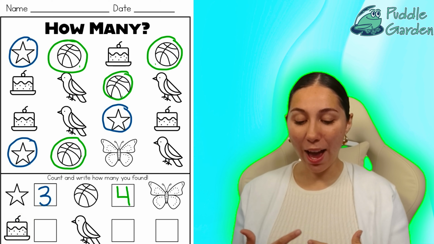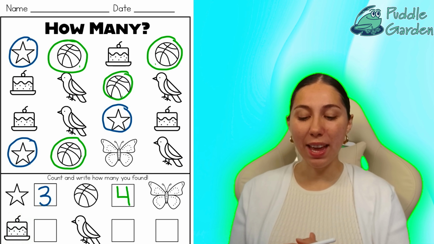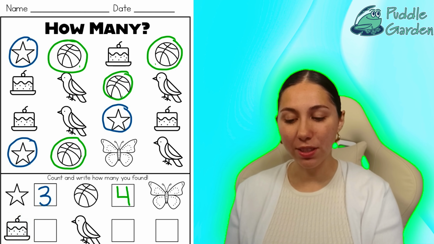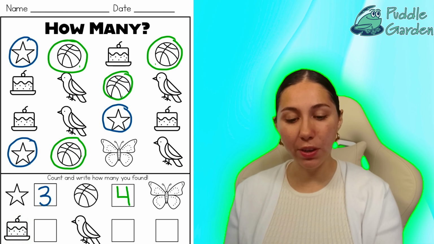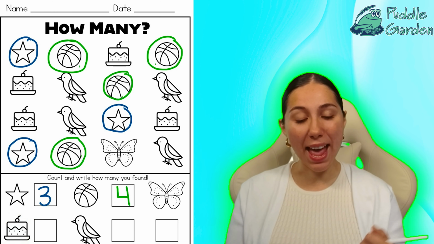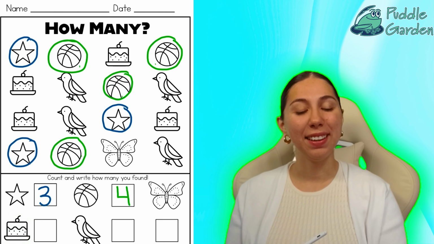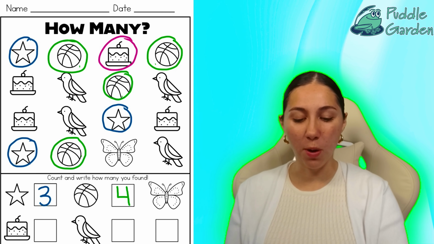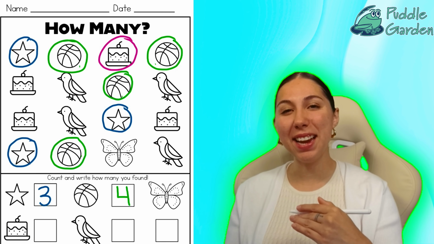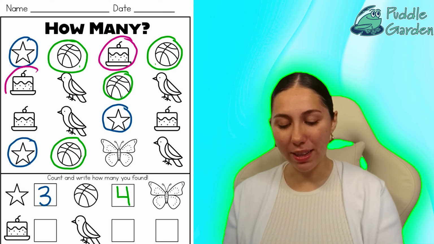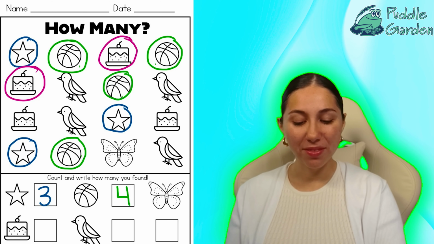Next up is our cake. We want to count how many cakes we see. So let's go ahead and start circling them. We're going to search first and then we are going to circle. Do we see any in the top row? That's right, we have one right here, so let's go and circle that. 1. Do we have any in the next row? We do, we have another one. Let's go and circle that.